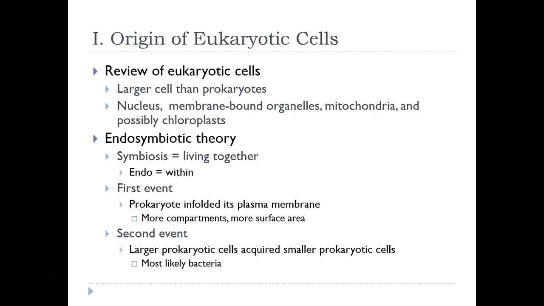The more surface area there is, the more likely that more events can take place in a small area as well. And so then the second event is scientists think that maybe a larger prokaryotic cell engulfed a smaller prokaryotic cell. And these smaller prokaryotic cells were most likely bacteria. And so these little bacteria ended up working for a larger cell. And because they had these things working for them, they were able to become larger and to have more functions in the cell.